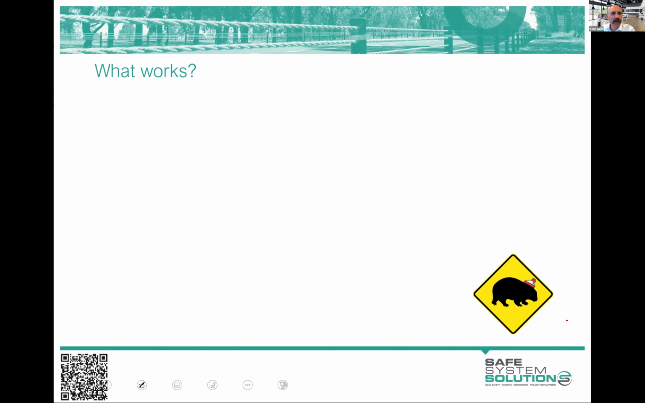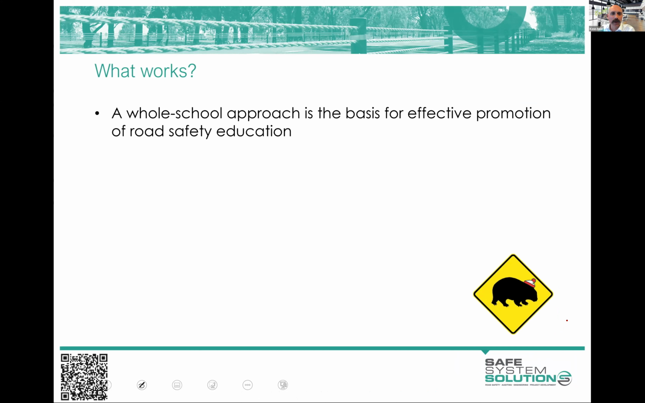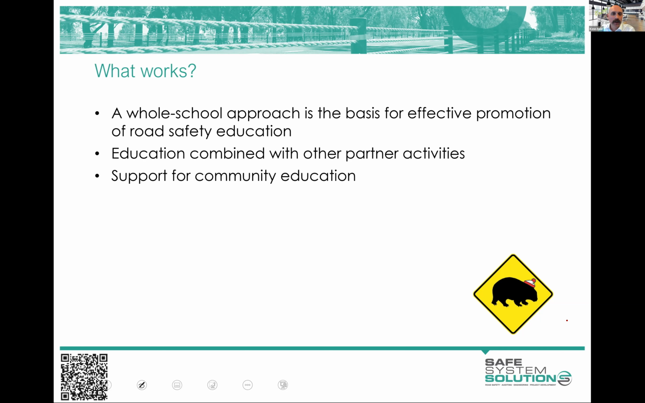But just summarising a few things that work. A whole of school approach, so trying to continually educate throughout the school curriculum, is important, and trying to combine education or behavioural change initiatives like advertising with other partner activities like police is good. Trying to support community education. We do have a lot of motivated people in the community who want to do stuff that improves road safety. Our job is to ensure that they're doing things we know have an evidence base.